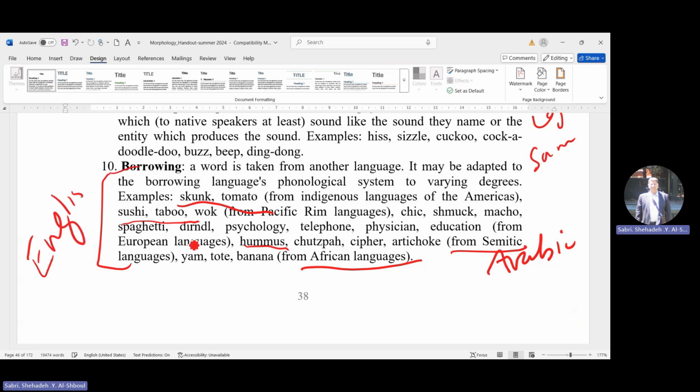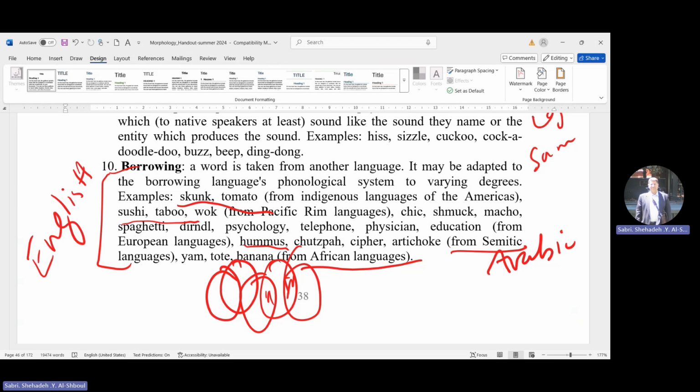So if we look into the business of borrowing, we find that all languages actually have a kind of interference among them, and this interference is due to either geographical reasons, political reasons, military, economic, religious, and so on and so forth.